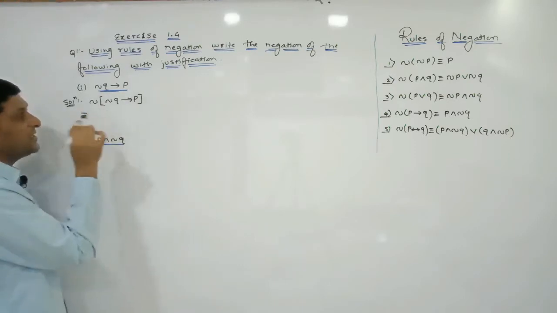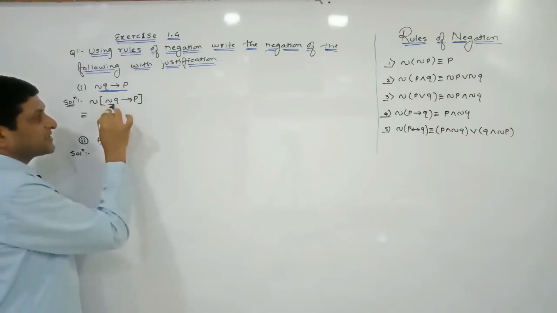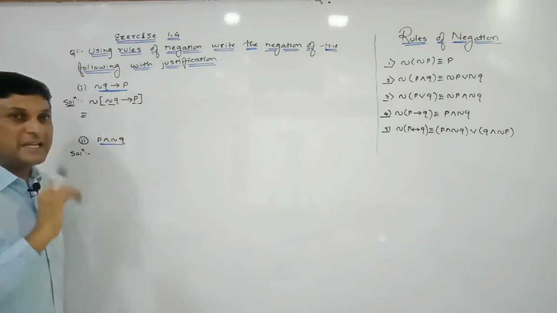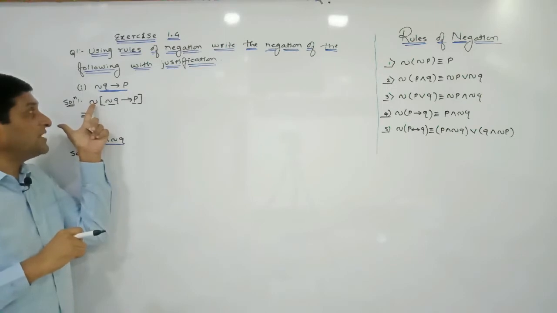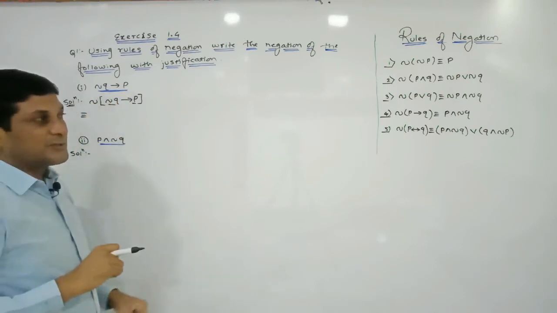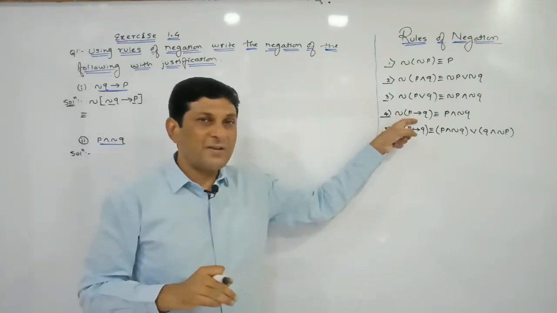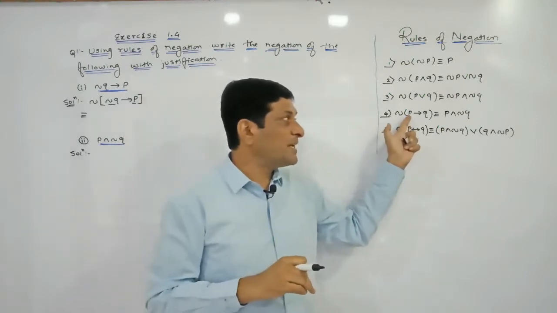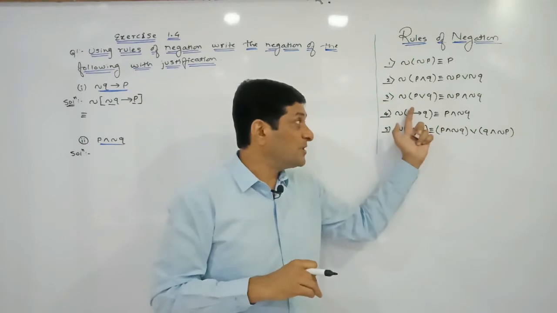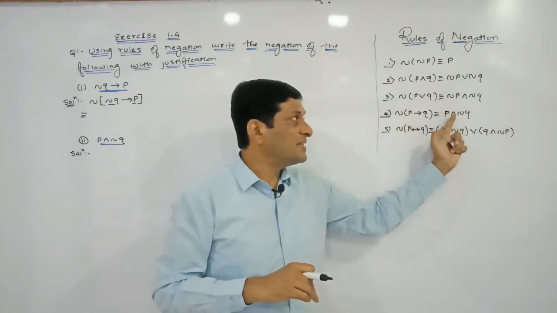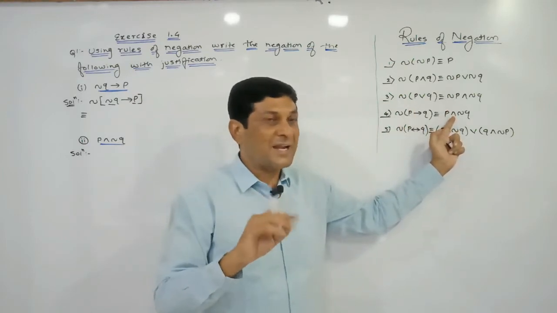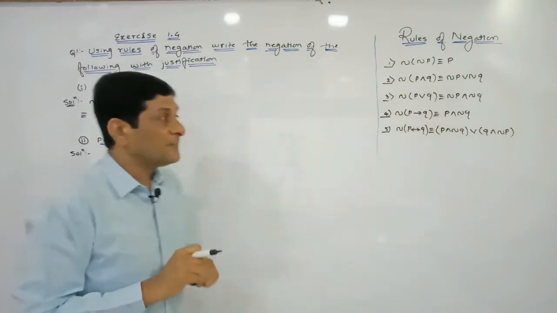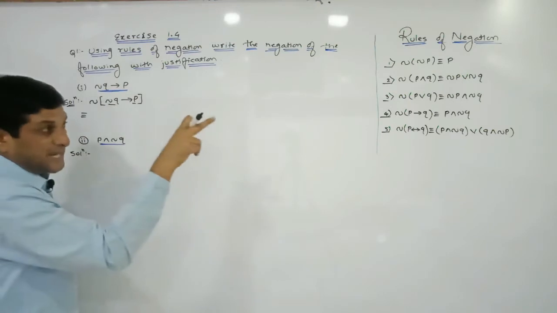If you observe here, there are two statements, this is the first statement and this is the second statement. Both statements are connected by implication. In short, we are finding negation of implication. So we should know this result: negation of P implies Q is P and negation Q. Means keep the first statement as it is, then the logical connective and, and take the negation of the second statement.